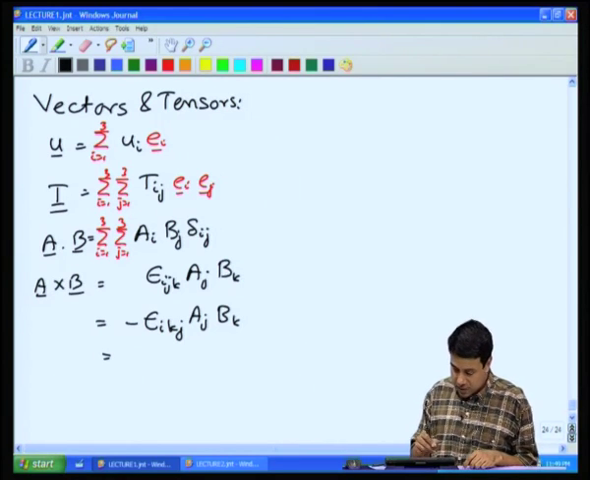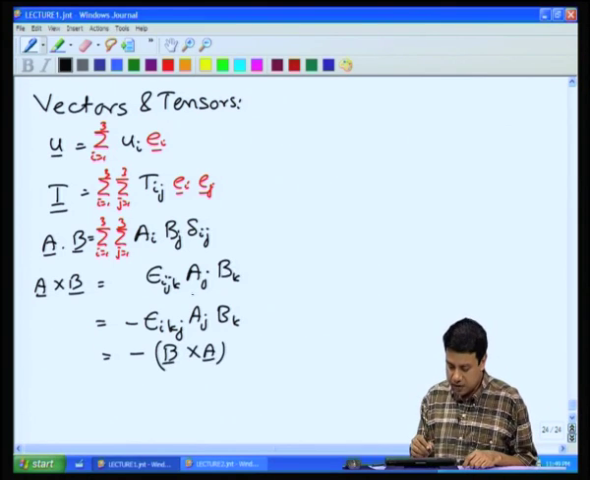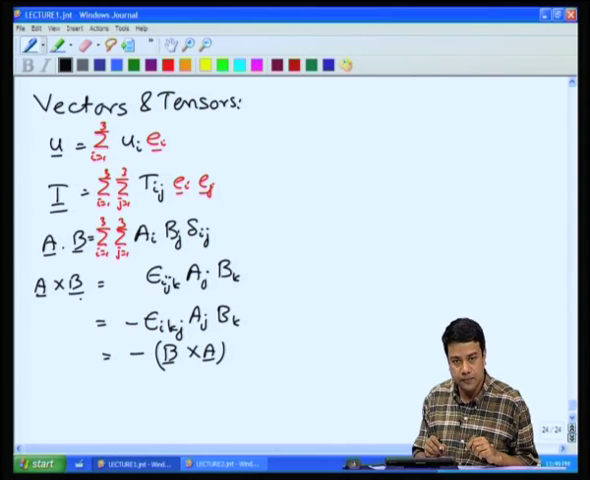And this is equal to minus b cross a, okay, because whenever I take the cross product, I take the index that appears second here. i is the first index, the free index, which gives you the direction of the resulting cross product vector. Okay. So, i is the first index which gives you the direction of the vector. j is the second index and k is the third index, and epsilon ijk a_j b_k is equal to a cross b.